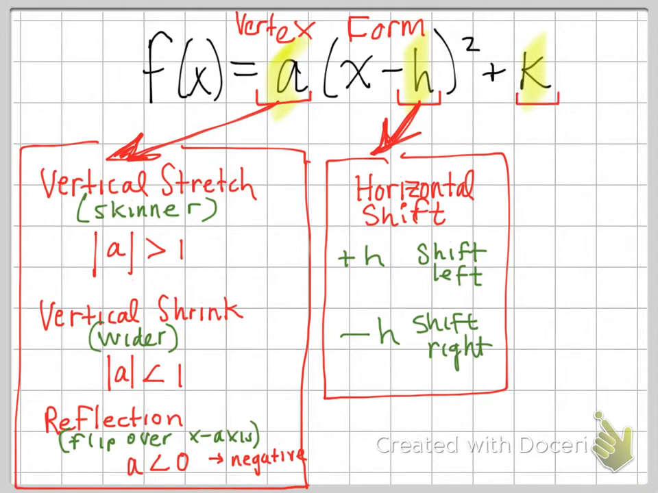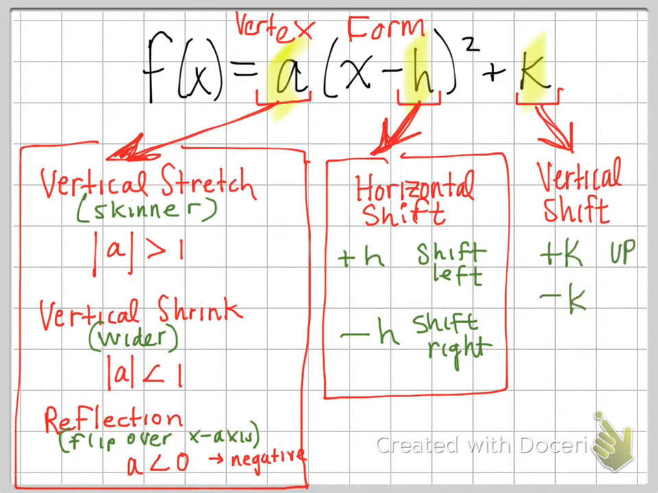Okay, so then the last value is K. And K is going to move our graph up and down, so we call that a vertical shift. And here the signs follow what you would think they would. So if you add a number, it's going to go up. And if you subtract something, it's going to go down.